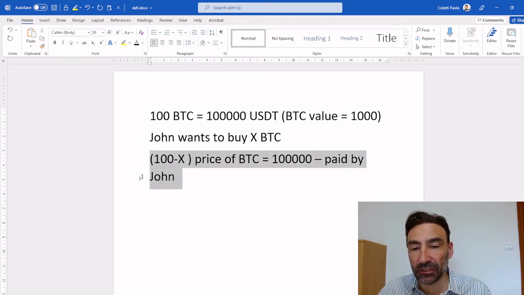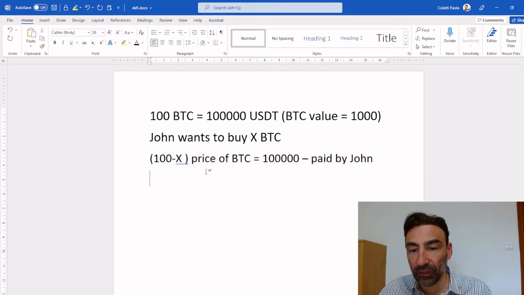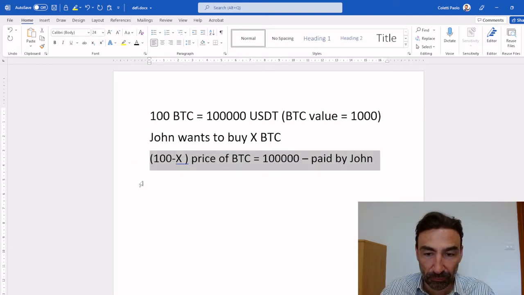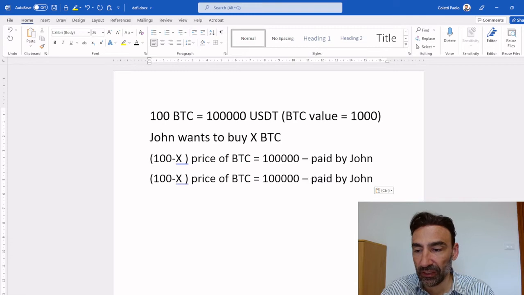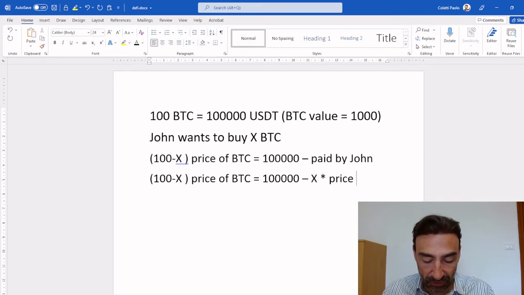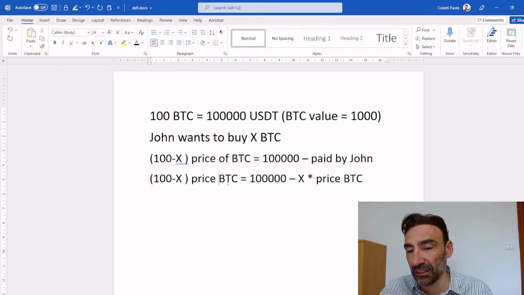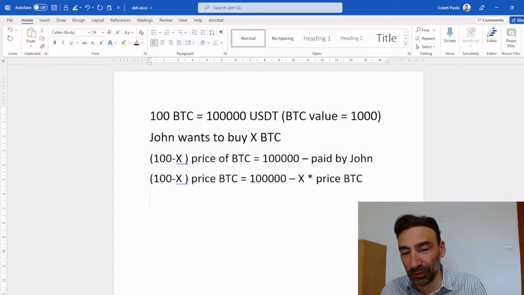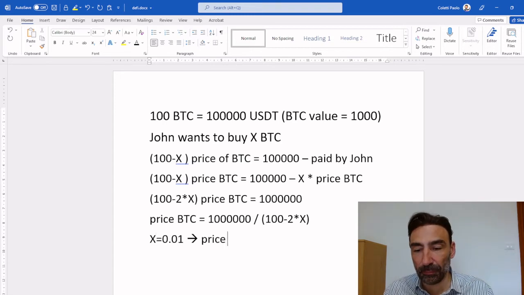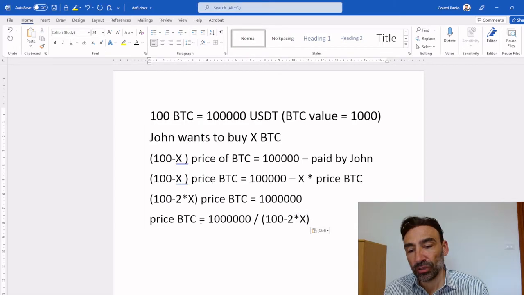Okay, let's make it smaller. So what does it mean, paid by John? Well, how much does John pay? John paid simply X times the price of Bitcoin, so I can copy and paste. Here it's X times price BTC. Now it's easy to solve this equation with respect to price BTC. I will do the algebra pretty quickly. So the price is determined in this way.